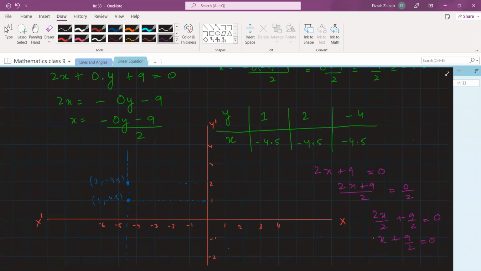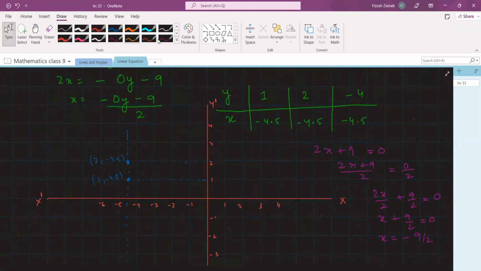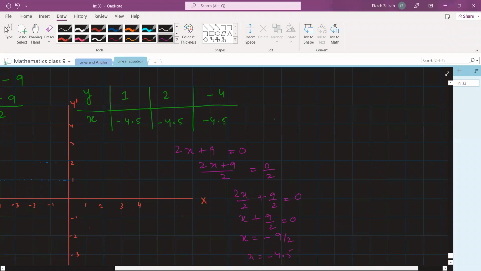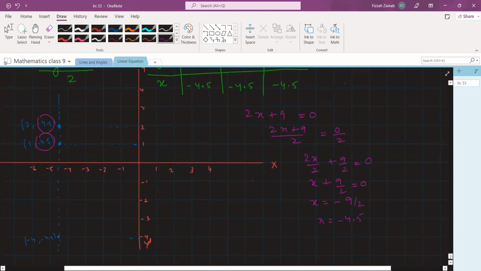So now I have got my coefficient of x equal to 1. So now if I find its value, it becomes x is equal to minus 9 by 2, which is actually x is equal to minus 4.5. So you can see on your line also, every value of x is minus 4.5. Is this understood by everyone? Yes, ma'am. Okay.